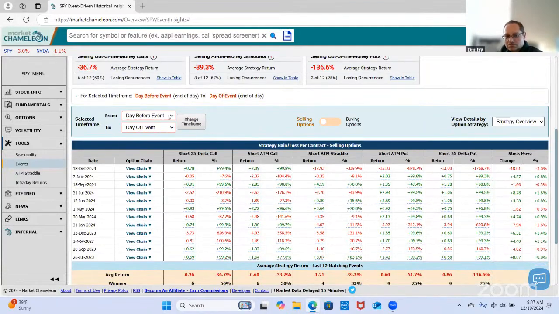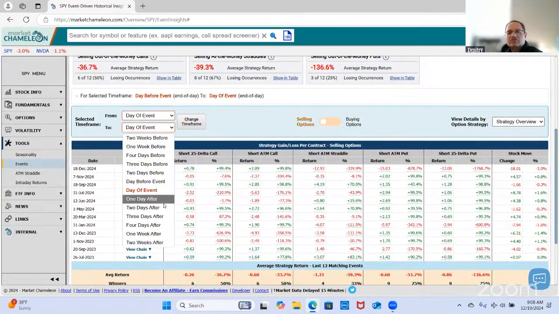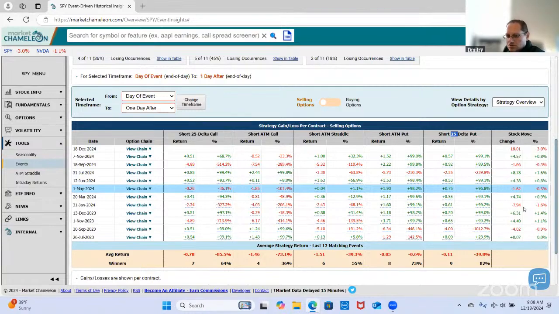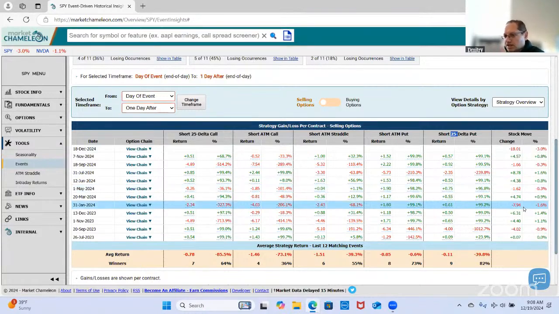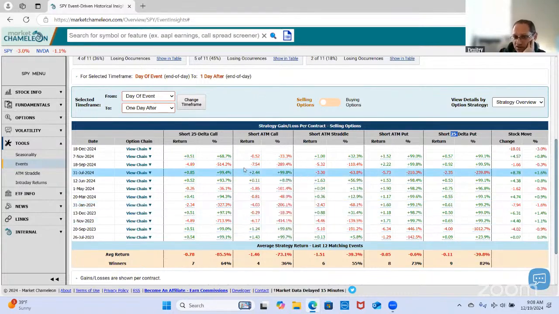If we did, we could pick a date range here, like say day of event to 1 day after, and rerun it. And then we have, how did the 25 delta call perform? How did the at the money call perform? The straddle, at the money put, 25 delta put, and what the stock did. So it's another way, if we wanted to look at the skew, we could reference those 25 delta options. Okay. But I'm going to look at a skew from a different perspective than this.